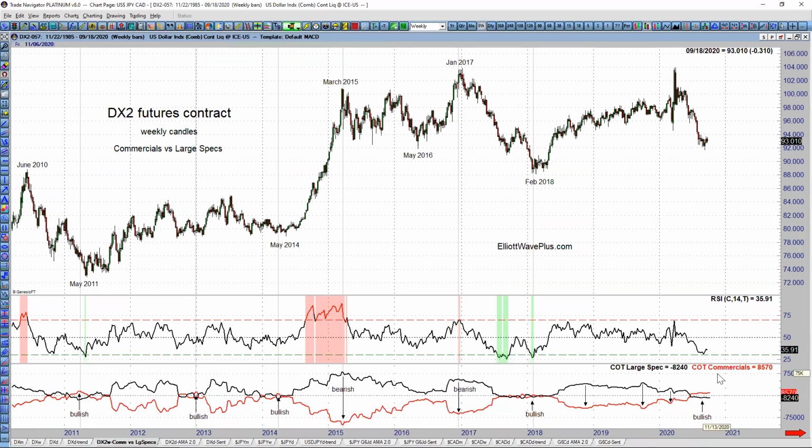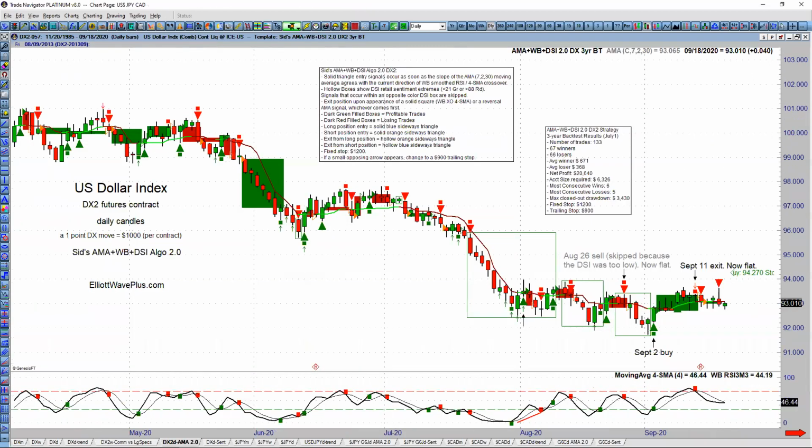The current spread between the commercials and large specs on the U.S. dollar is clearly bullish. The last time we've seen a spread like that was back here in May of 2011. Another one here, followed by upside. Another one here, followed by big upside. Another one here, followed by big upside. So we really have this condition in place for a bounce, potentially a sizable one.